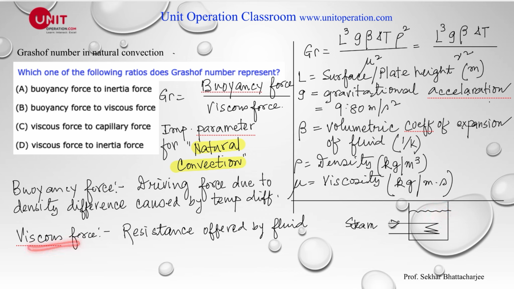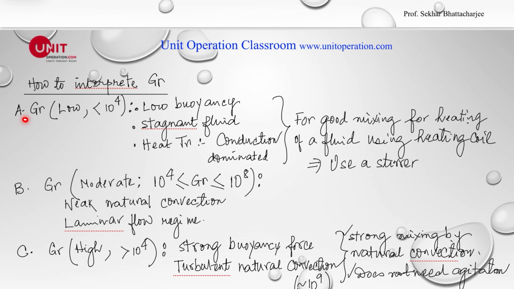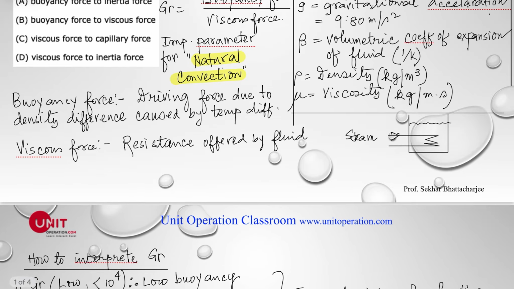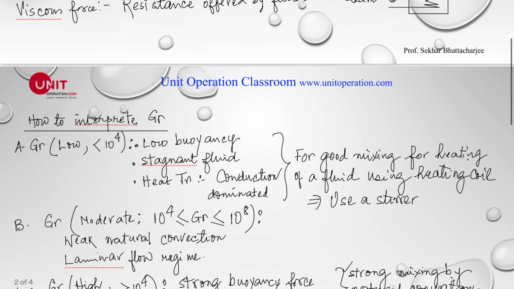But the opposing force is the viscous force, that means its resistance to move, the resistance offered by the fluid. So this is a ratio, and we will see how to interpret it. Let us say the Grashof number is low. Then the buoyancy force is low compared to the viscous force, so the liquid does not want to move. This is low buoyancy, and it is going to be a stagnant fluid, and therefore the heat transfer is mainly by conduction. The circulation loop is not established.